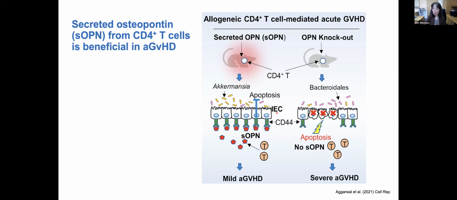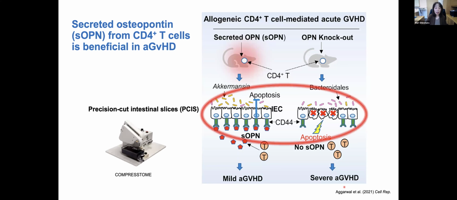But if we don't have osteopontin from CD4 T cells, there is really no CD44-mediated protection from apoptosis of IECs. Those cells die, and then eventually pathogenic bacteria increase in the microbiome, and then we get more severe acute GvHD. So now I'm going to show you the data, and hopefully I can convince you. And here we used compressed dome for the precision cut intestinal slices.